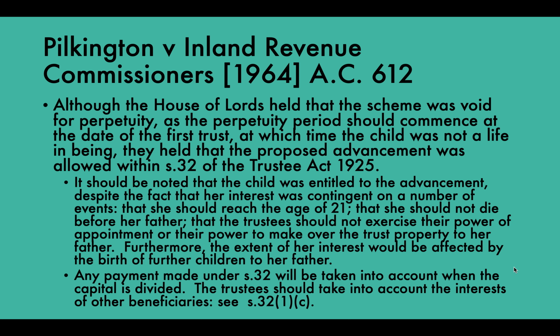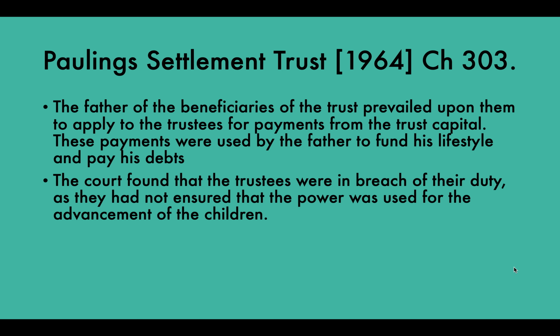And the very final case I want to look at before finishing this rather long video, but necessary video, is Pilkington's settlement trust. The father of the beneficiary of the trust prevailed upon them to apply to the trustees for payments from the trust capital. These payments were used by the father to fund his lifestyle and pay his debts. So in this case, the bankers Coutts & Co.